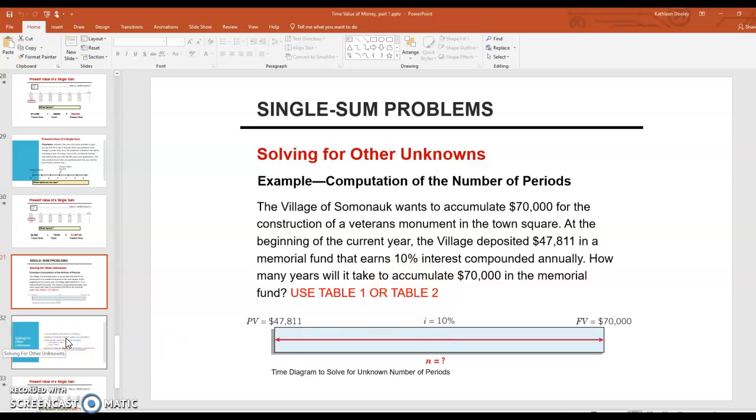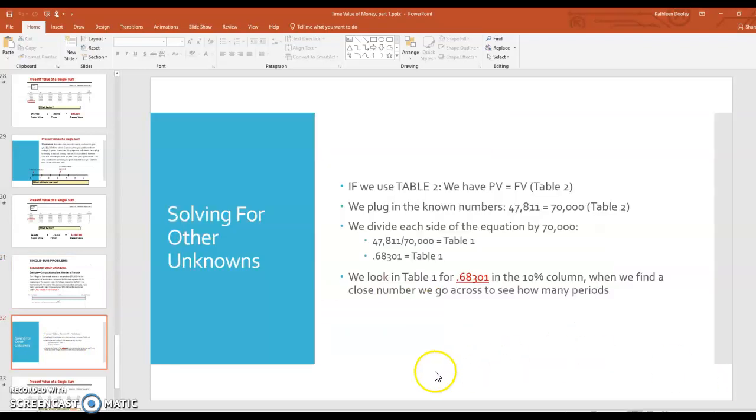You can use either one, and you'll get the same answer. It's just a slightly different formula. If we use Table 2, we have the formula PV equals FV times Table 2. So we plug in our known numbers: PV equals 47,811, FV equals 70,000, multiplied times Table 2.